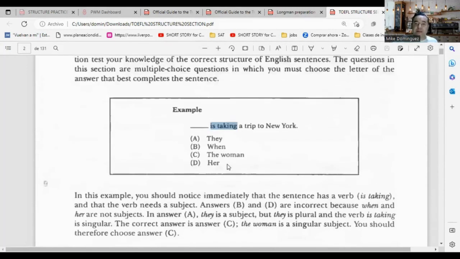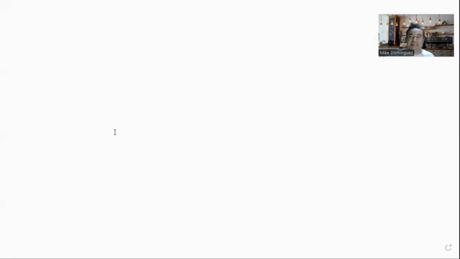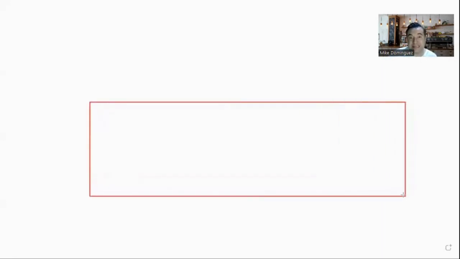You should always keep in mind, let me anticipate, this is going to be your formula from this moment on. This is going to be your formula for success in the structure section, so take notice of this. Every sentence may have one or two clauses.